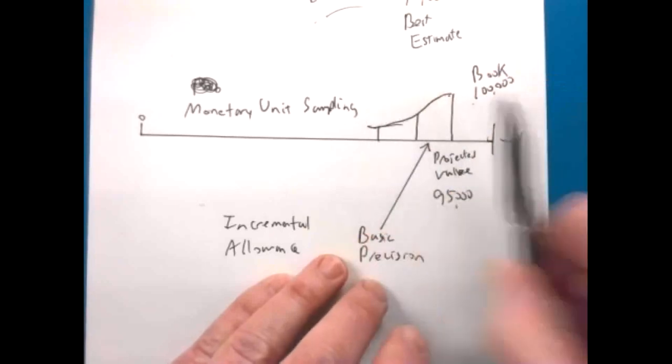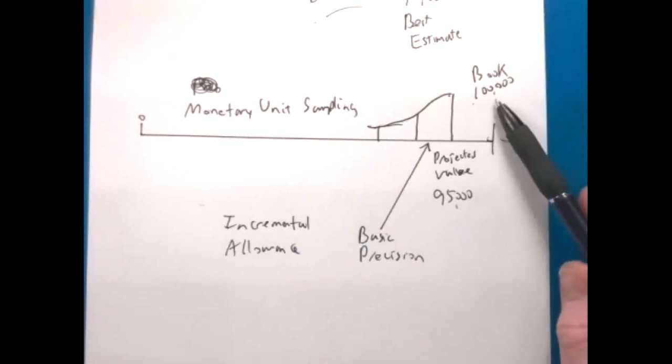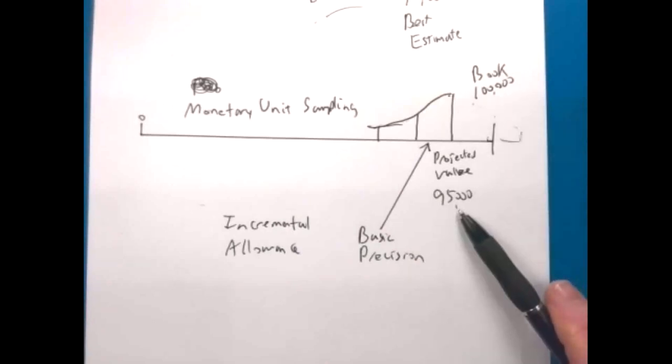You're saying the actual book or the projected? That's what I'm kind of confused by. Well, the error in it. Okay, the error. Our best estimate is it's off by 5,000. However, this is sampling, so it could be off by more.